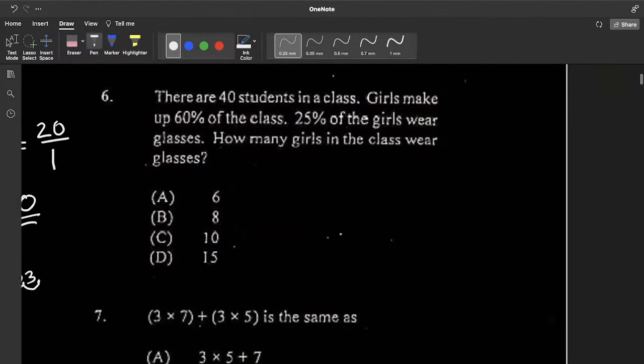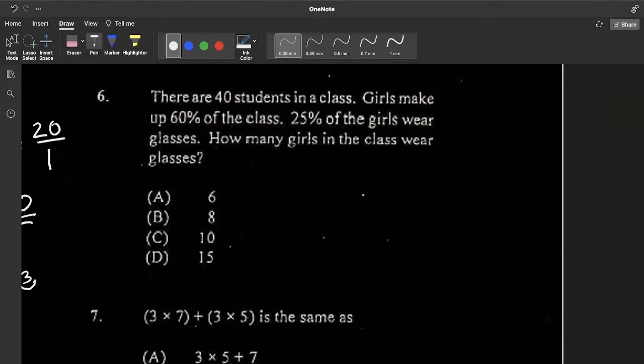So this one says, there are 40 students in a class. Girls make up 60% of the class, and 25% of the girls wear glasses. So when I'm reading this, I'm just breaking this one down. I'm not going to try to do everything at once. So the first thing it says, we have 40 students. Okay, 40 students. And it says girls make up 60% of the class. So before I even continue, I want to figure out how much is 60%.